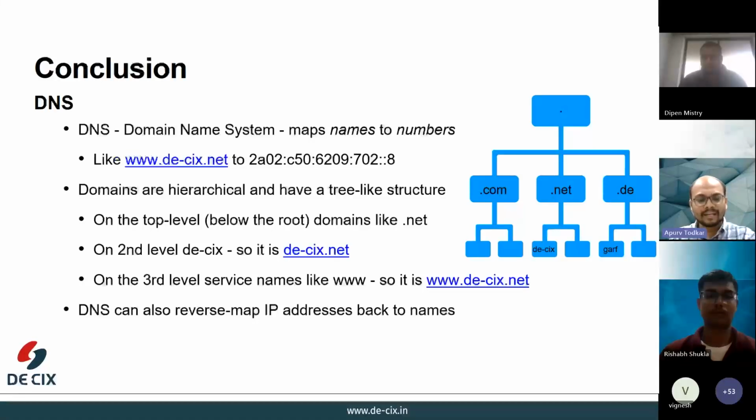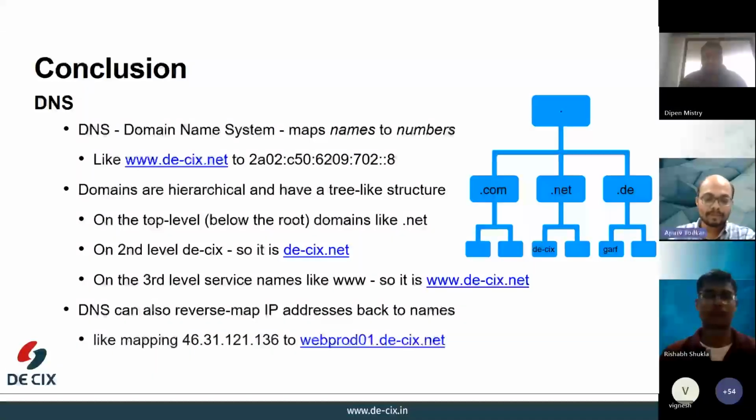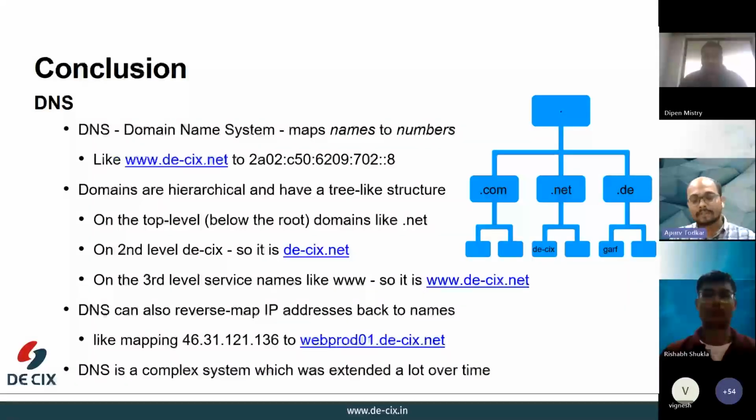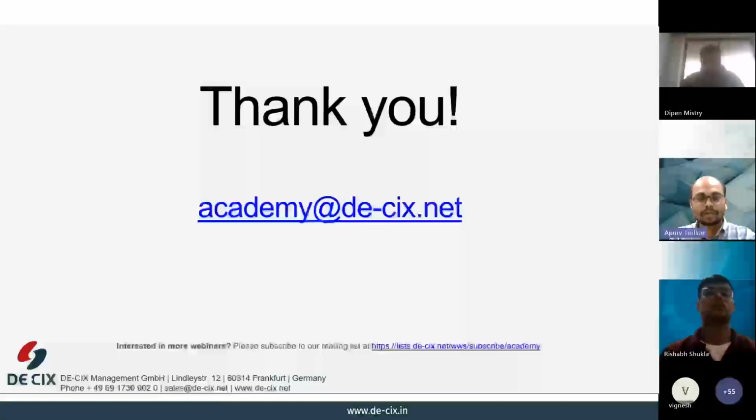And DNS also gives you the functionality to reverse map the IP addresses back to the host names, like mapping this particular IP address to this, in the example that I've shown in the slide. So DNS is a complex system and was extended a lot over time, but DNS itself is a big topic that we won't be able to cover even in a week's time, I believe. So this was just an overview to give to our customers how DNS basically functions and how DNS plays a crucial part in browsing the web.